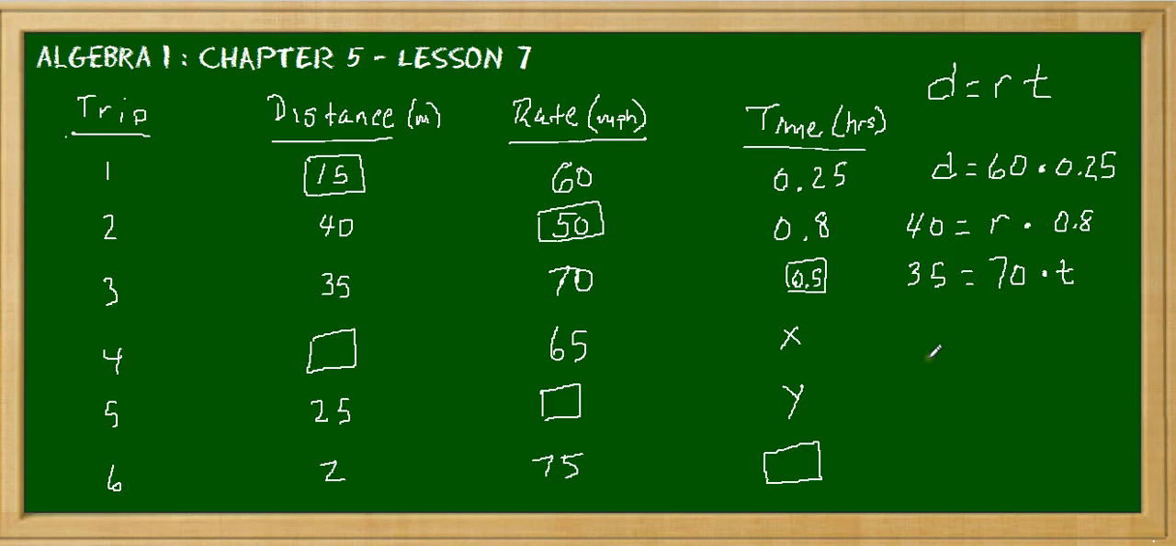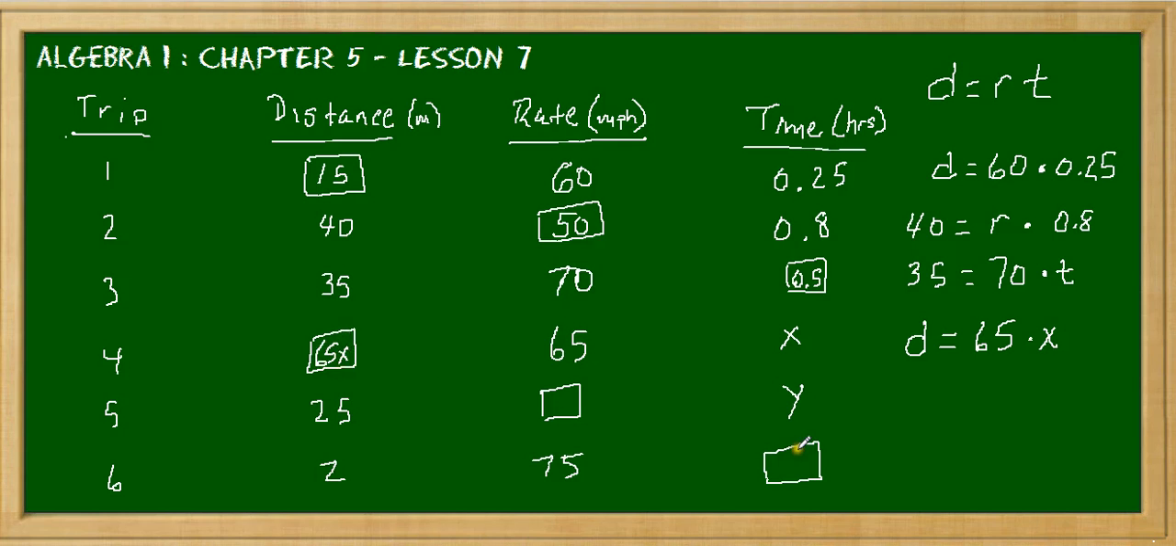Okay, now let's take a look at trip number 4. Well, the distance we do not know, so distance is going to be equal to 65 times x, or 65x. And so for us to determine what the distance is, we would have to know the time. We don't know the variable, so we could just simply say d is equal to 65x. So 65x would actually be the answer here.